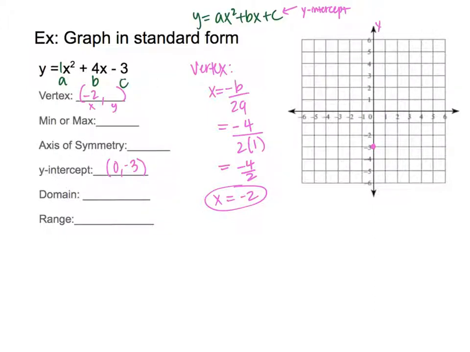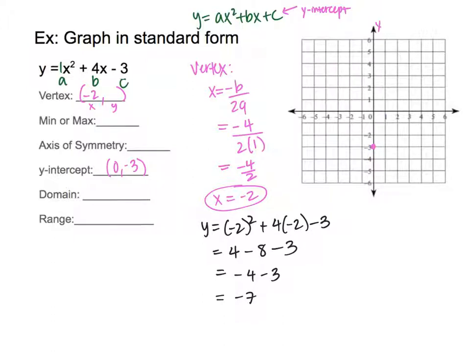So my vertex is negative 2 for x. I need to find y. So to find y, all I have to do is take this x value, plug it in wherever I see an x, and then find my y. So that might look like y equals negative 2 squared plus 4 times negative 2 minus 3. And if I work this out, negative 2 squared is positive 4. 4 times negative 2 is negative 8, minus 3. 4 minus 8 gives me negative 4. Minus 3 gives me negative 7.